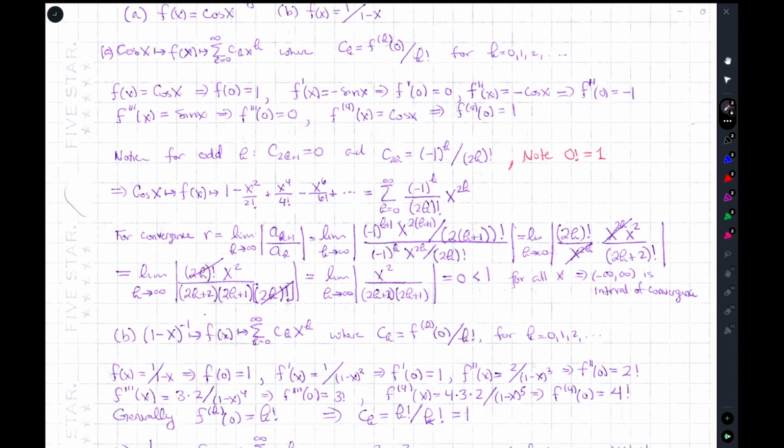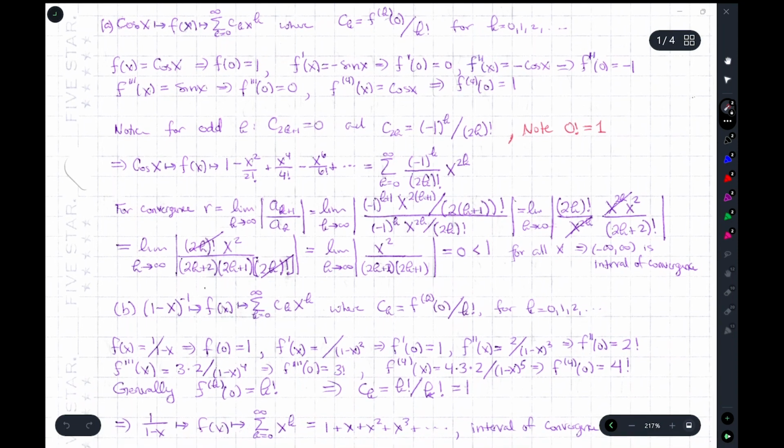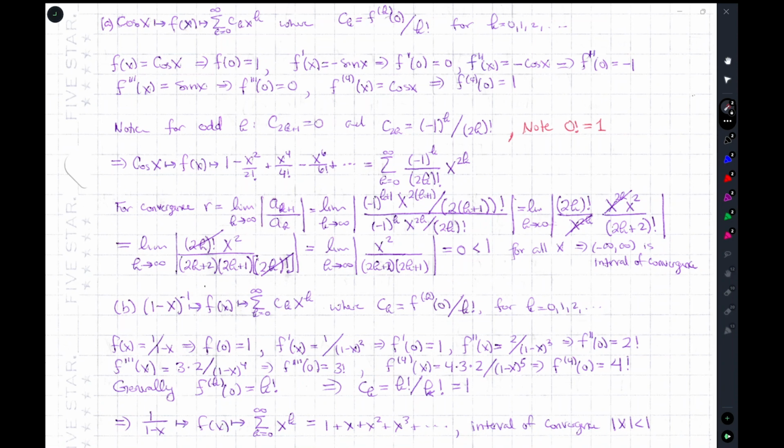What about for 1 over 1 minus x? We're pretty familiar with that. It's the geometric series there, and that's what we're going to expect to find. But let's do it formally. So we're finding the Maclaurin series, so the center is 0. And for the 0th coefficient, we just evaluate the function at 0, and we get 1.